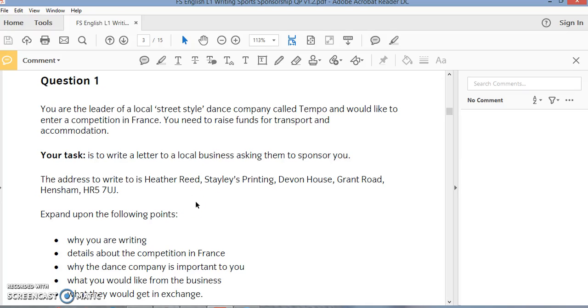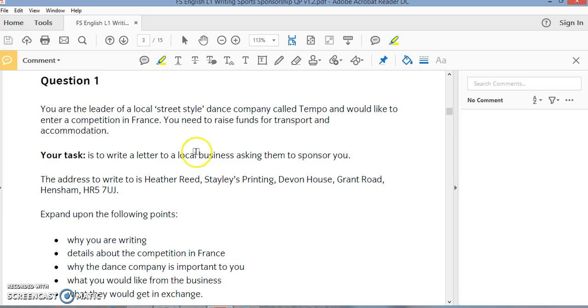Okay, so to start this off, what we're going to look at is just getting the bare bones, the basic information we need to start formulating an answer to a writing paper question. So as you'll probably remember, we're going to use SLAP, which is situation, layout, audience and purpose. And think about what this might tell us.